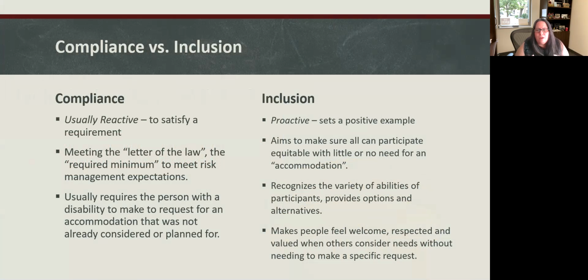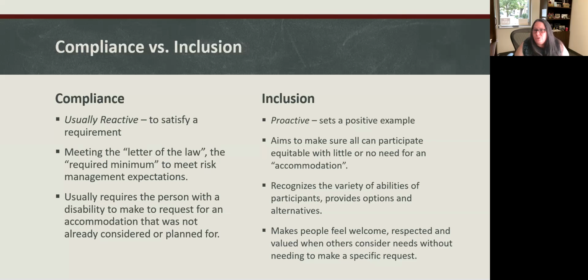The goal of accommodations is to make sure that people have access. So we provide access, but how do you approach that? Do you do it through a lens of compliance, or through a lens of inclusion? Compliance is usually reactive, right? You're trying to just satisfy the requirement, meet the letter of the law, do the bare minimum. What do I need to do to make sure I don't get sued? It's that risk management lens. It usually requires somebody to make a request, and it wasn't planned for ahead of time.